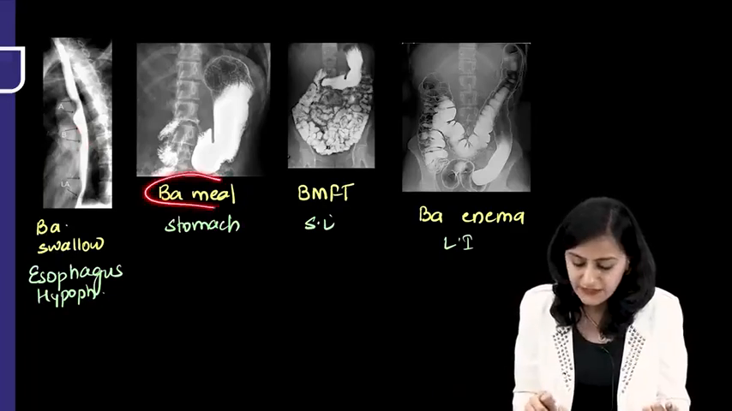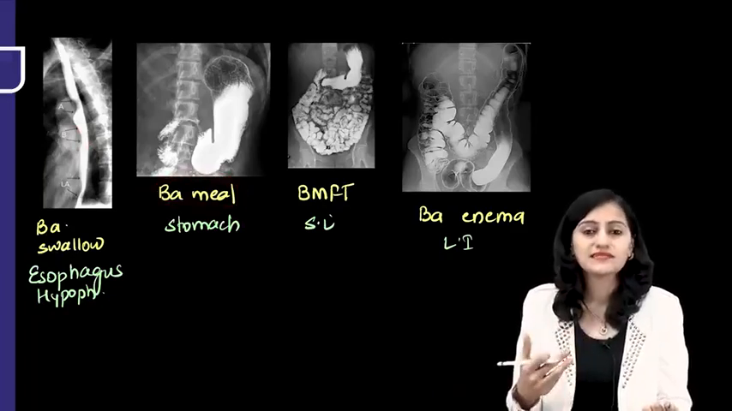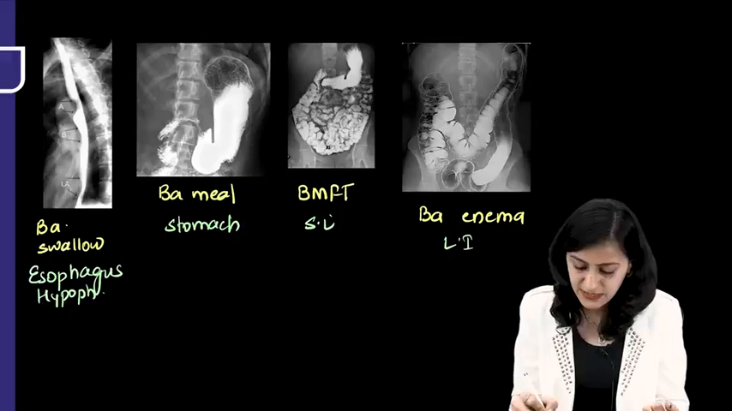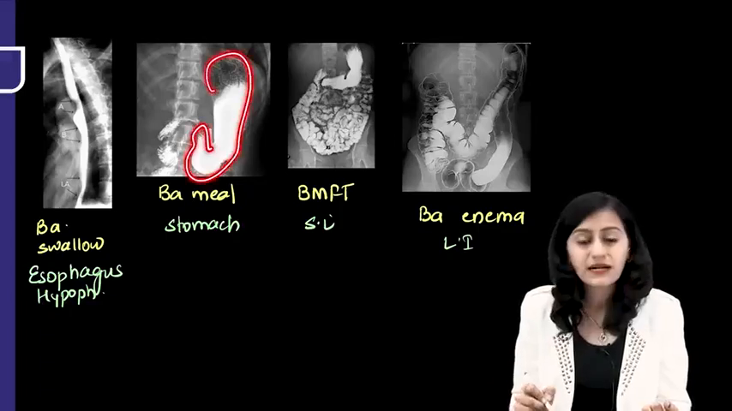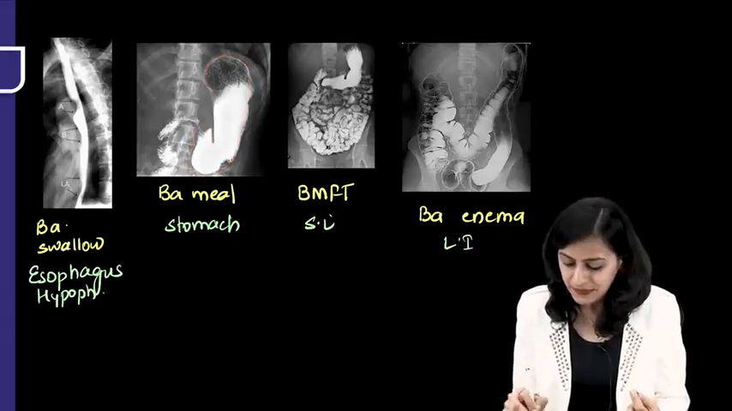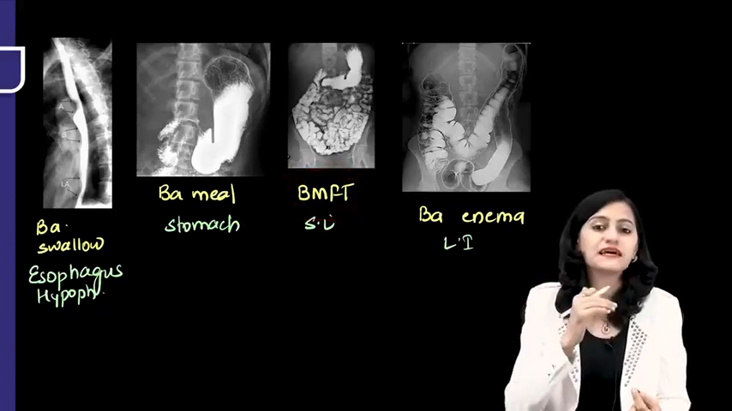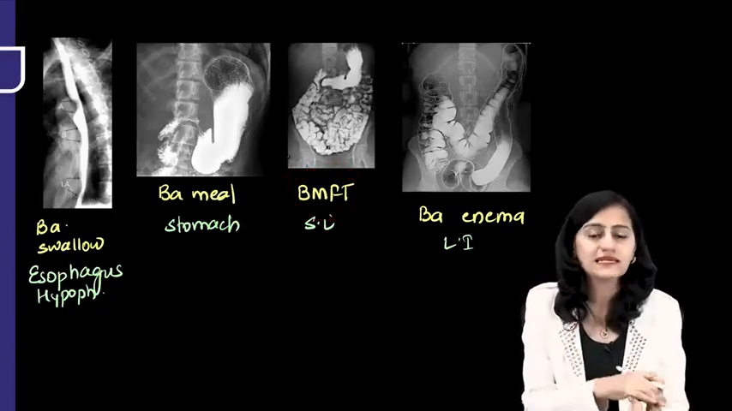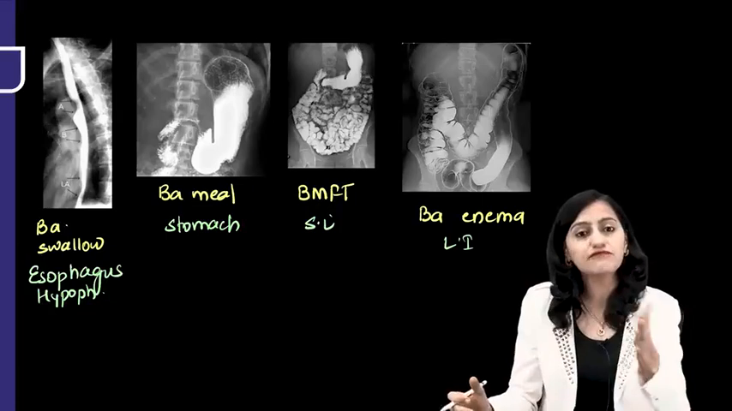Next one we have is the barium meal. Now the meal goes into the stomach. So barium meal is for the stomach. And this is where we see the stomach in the barium meal. Now when we follow this barium meal ahead into the small intestine, then it is barium meal follow through.